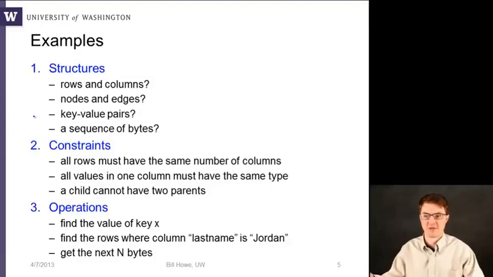In this case, a column last name is equal to the value Jordan. Okay. And with a file, there's not too many operations you can think about. It's essentially get the next n bytes, move to another position within the file, and then you can open and close the file. And that's about all the operations that are supported.